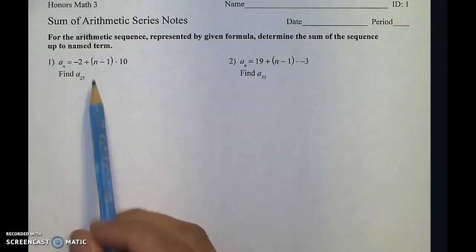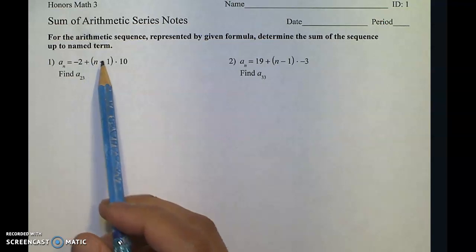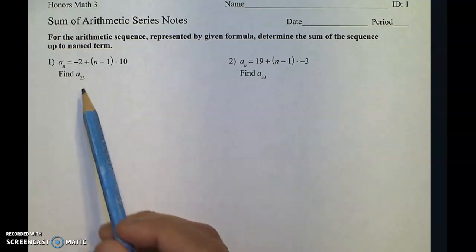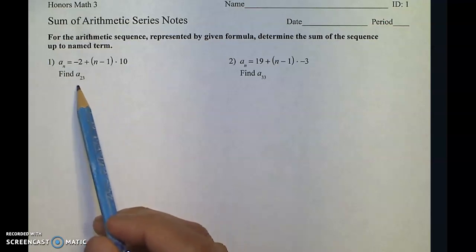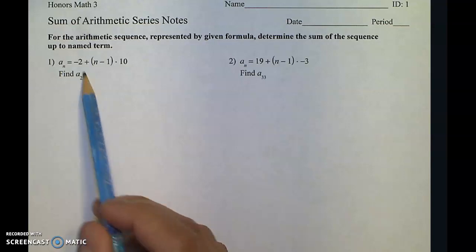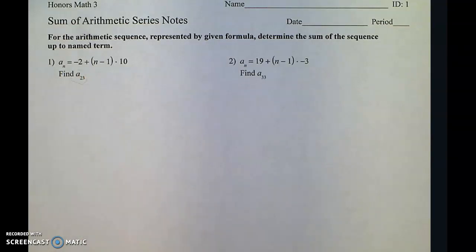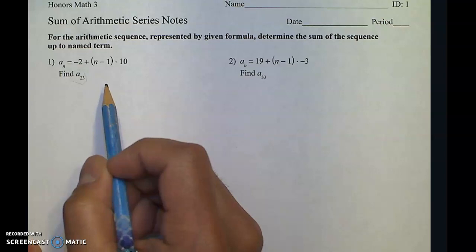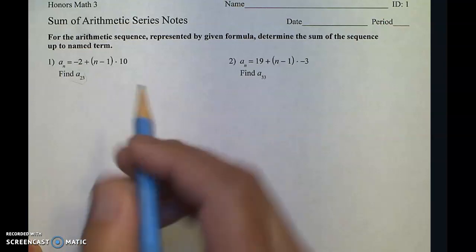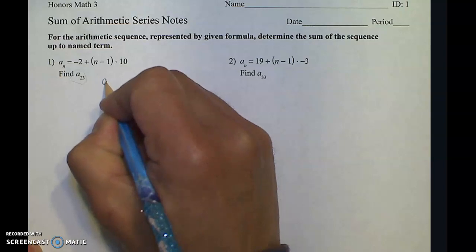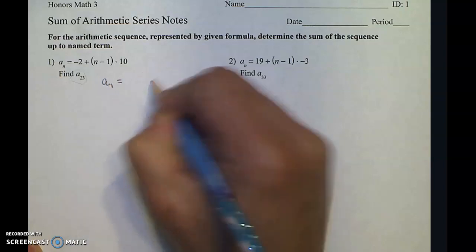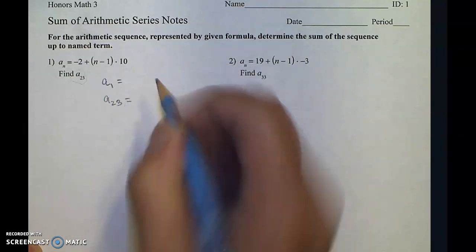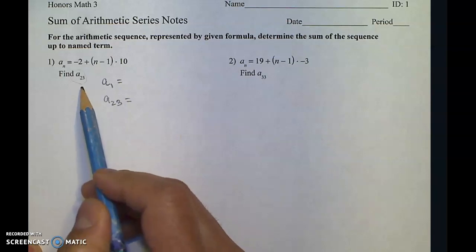So it says find for the arithmetic sequence represented by the given formula, determine the sum of the sequence up to the named term. Okay, so we want to find the sum of all the terms leading up to the 23rd term. In order to find the sum, we actually need values of 2 terms. We need the first term and the last term of the sequence. In this case, we want to find the 23rd term.